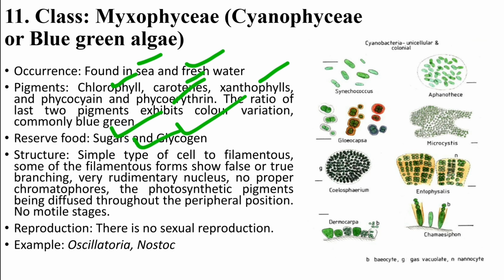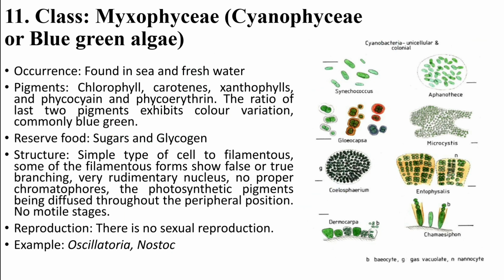Structure, simple type of cell to filamentous form. Some of the filamentous forms show false or true branching. Very rudimentary nucleus is present. No proper chromatophores, the photosynthetic pigment being diffused throughout the peripheral position. No motile stages are there. Reproduction, there is no sexual reproduction. Examples, Oscillatoria and Nostoc. These are some examples with diagram of blue-green algae.